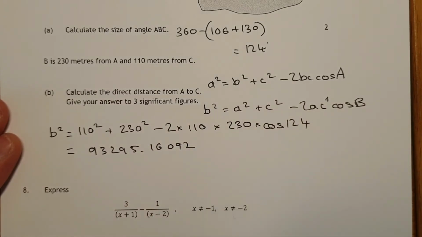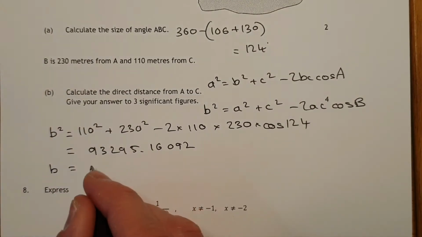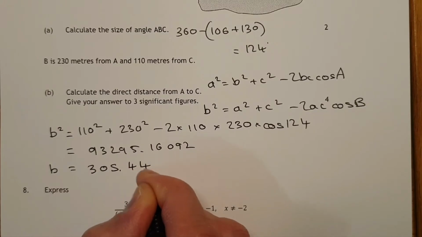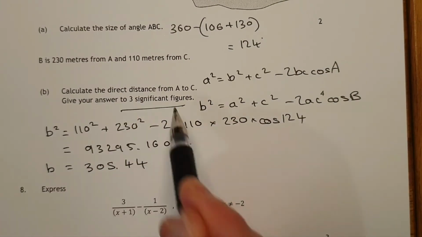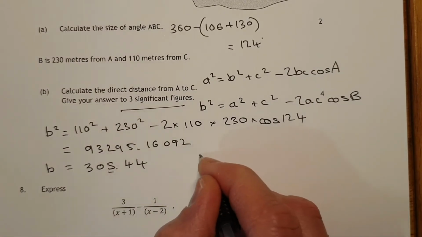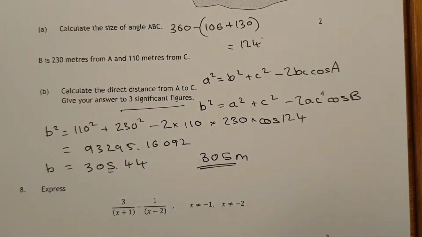Now that's b squared, we want b. So b is the square root of that. So if you take the square root of that, you get 305.44. Now it tells us to use three significant figures. Well, there's your third significant figure, that 5. It's going to stay as a 5, it's got 4 next to it. So it's just going to be 305 metres is your length.